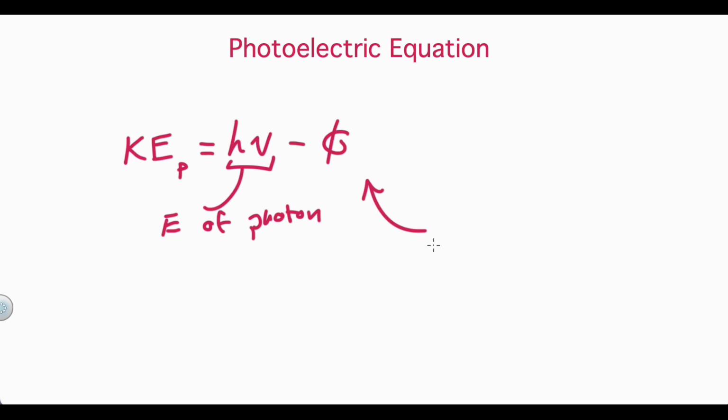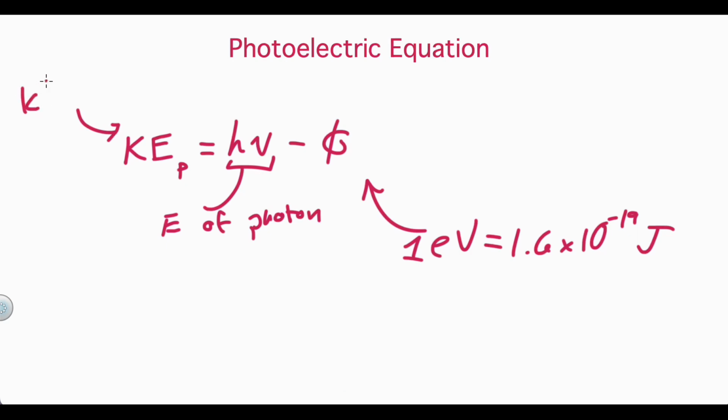And the work function, it can be written in electron volts, and 1 electron volt equals 1.6 times 10 to the power of negative 19 joules. So you might have to convert to electron volts, or from electron volts to joules. But yeah, really simple. And as I said earlier, kinetic energy equals the energy of the photon minus the work function. Simple. Nothing too complicated.